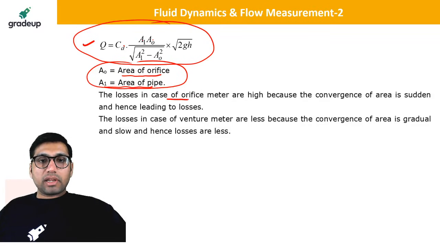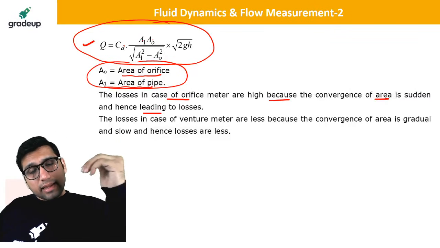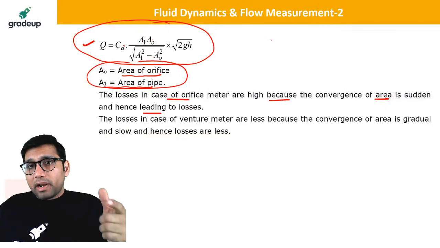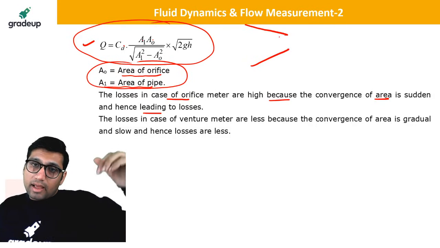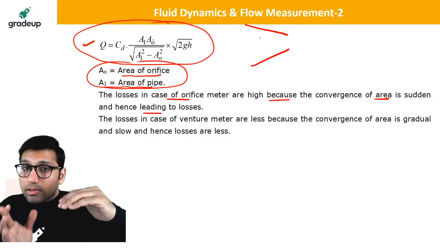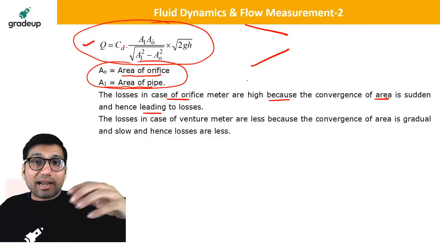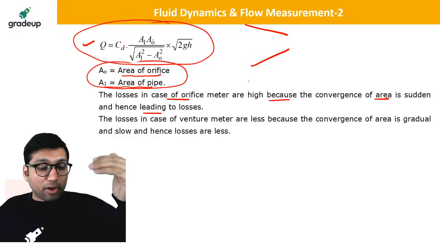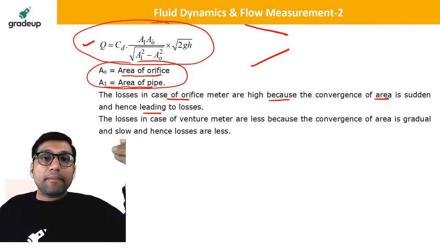Okay. Now losses in the case of the orifice meter are high because the convergence of area is sudden, hence leading to losses. In a Venturi meter, the section of convergence comes gradually, not suddenly. So the loss due to sudden contraction will be less in the Venturi meter. Because losses will be less in the Venturi meter, the coefficient of discharge value will be more.